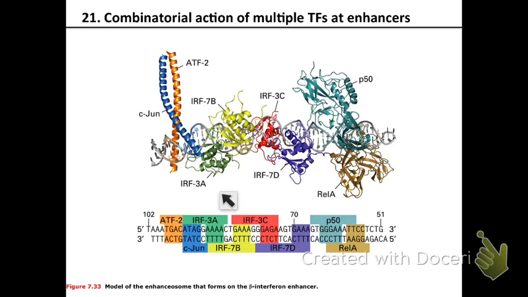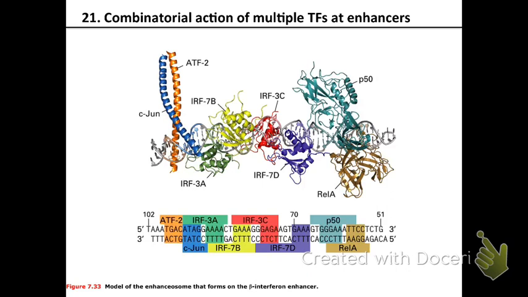Okay? So here's the model of how these transcription factors bind based on their crystal structure, and you can see all of them can fit together on this enhancer. And some of them are not going to be affecting each other's binding directly. For example, P50 binding is independent of ATF2 binding, but together they are going to control how much transcription the target gene is going to have. Make sense so far?